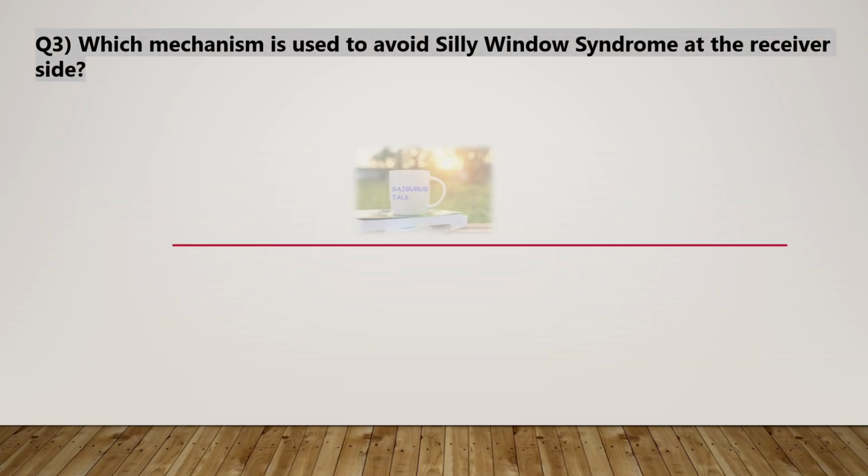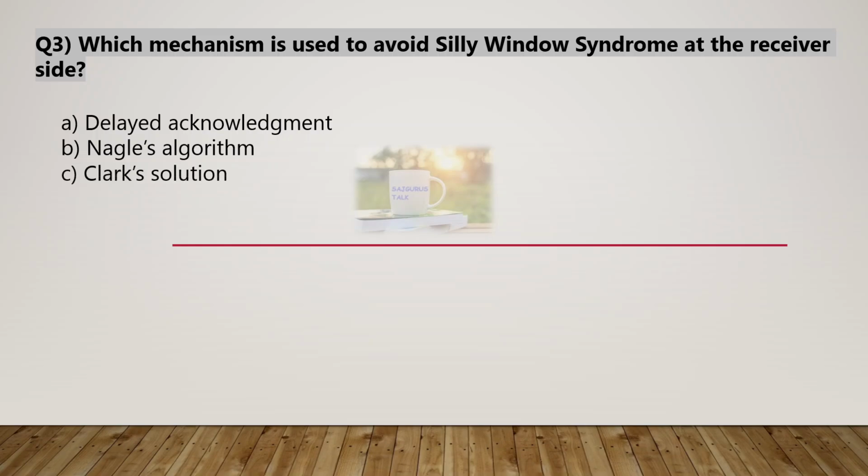Third one, which mechanism is used to avoid silly window syndrome at the receiver side? The options are delayed acknowledgement, Nagle's algorithm, Clark's solution, and fast retransmission. As we know, Clark's solution is used to avoid silly window syndrome at the receiver side. It prevents the receiver from advertising a small window size until the buffer can hold a significant amount of data. So the answer is Clark's solution.